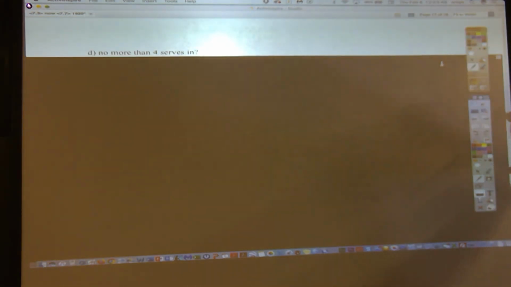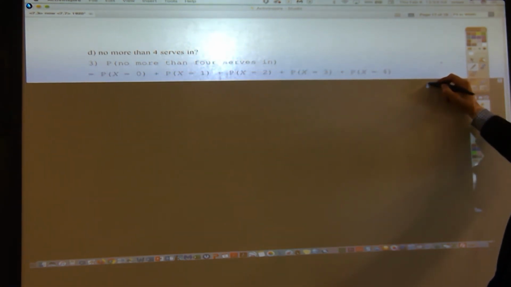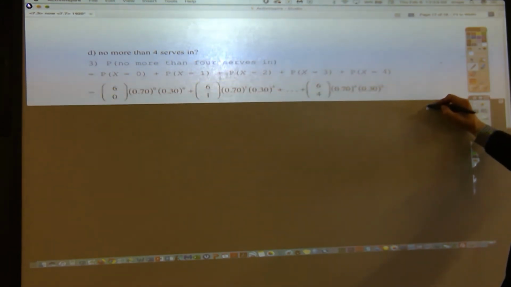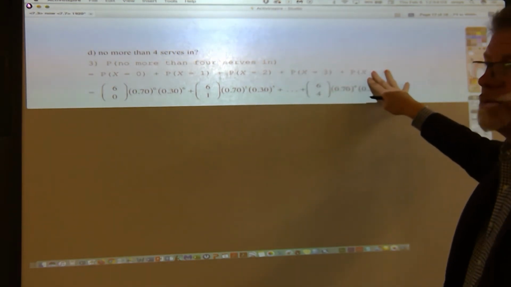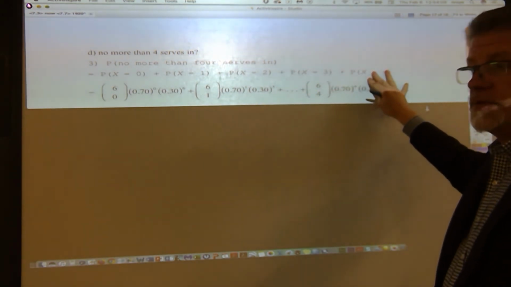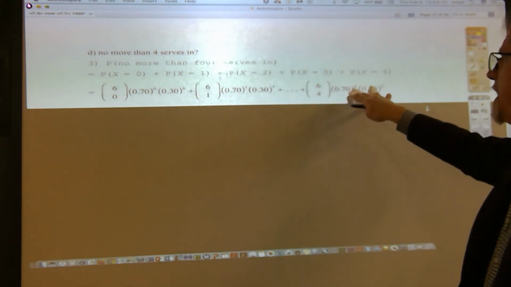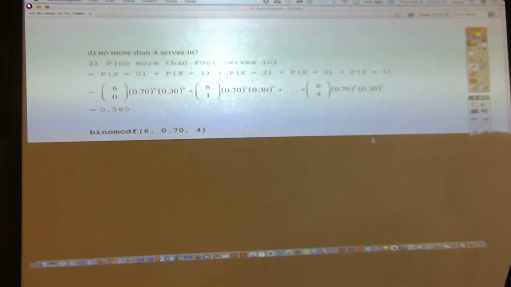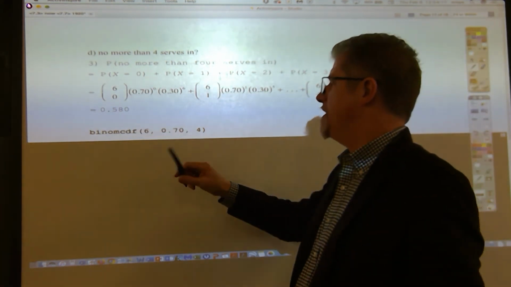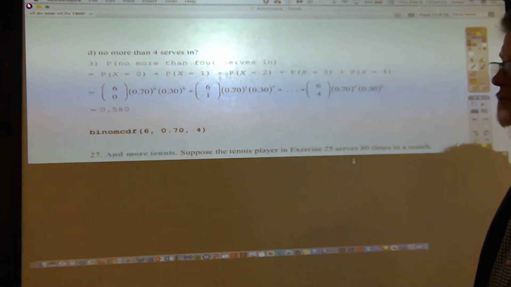No more than 4 serves in is either 0, 1, 2, 3, or 4. Notice how with the triplets, even though there are 5, some people might waste their time and write down 5 triplets. Please don't waste your time. Just write down the first triplet, the second triplet, and the last triplet, and then go to binomcdf to get 0.58. Any questions on that one?